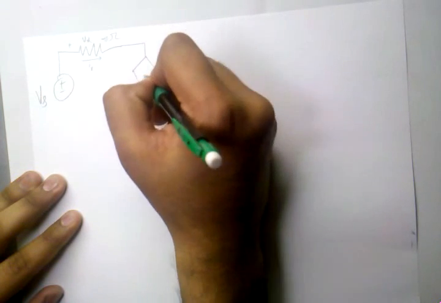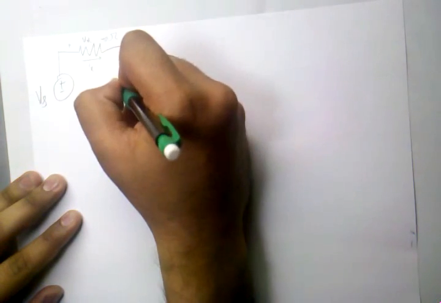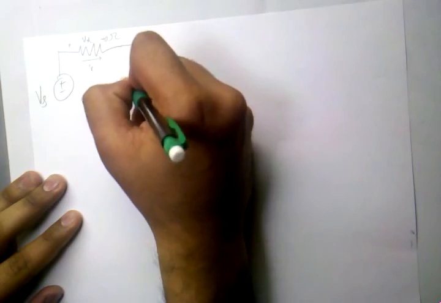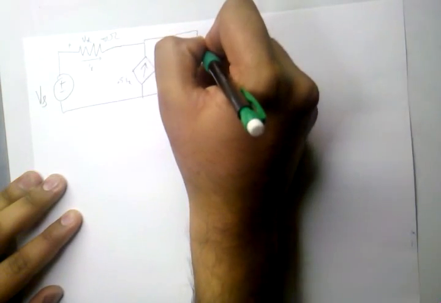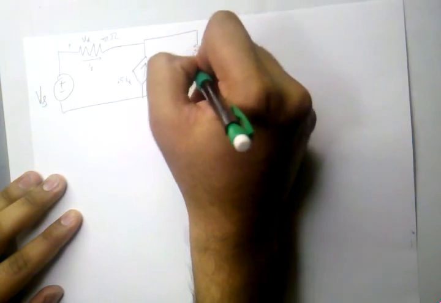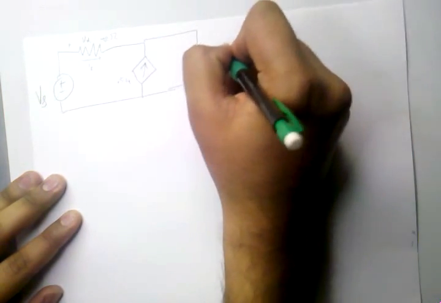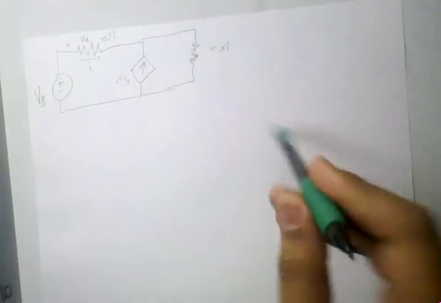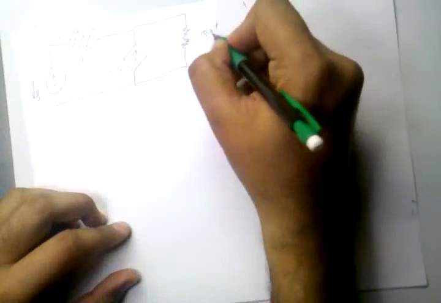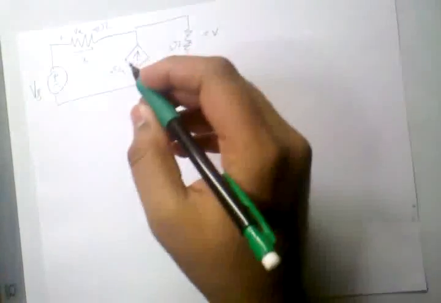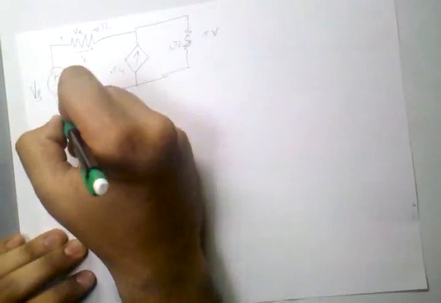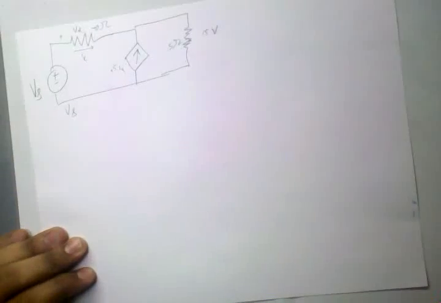Over here we have a dependent source which is of 0.5 Ix, and then over here we have another resistor which is of 15 ohms, which has 15 volts across it, and which is of 5 ohms, and we need to find the value Vs.